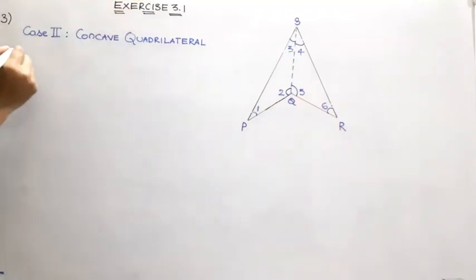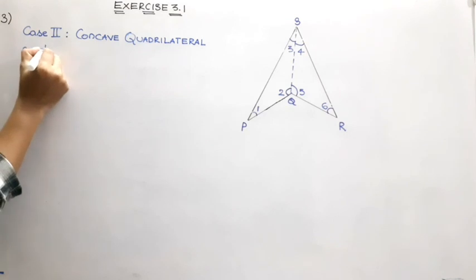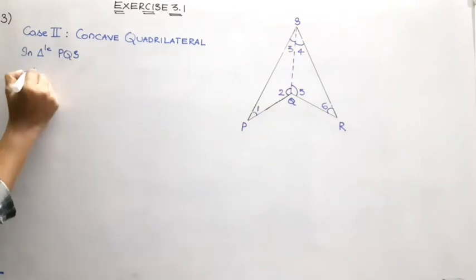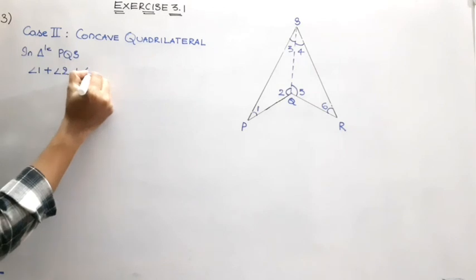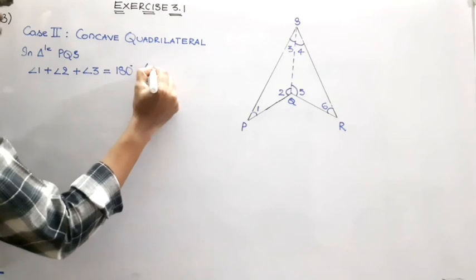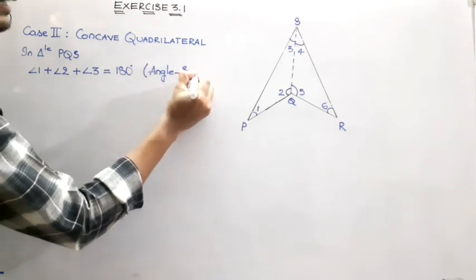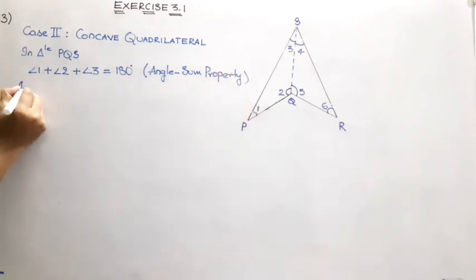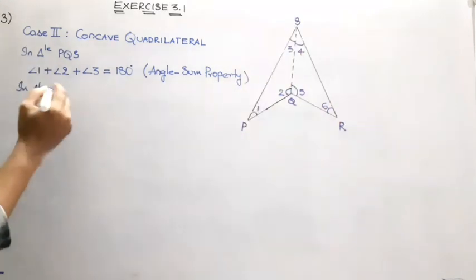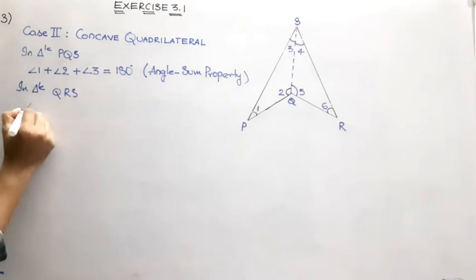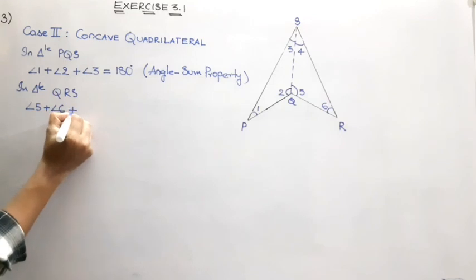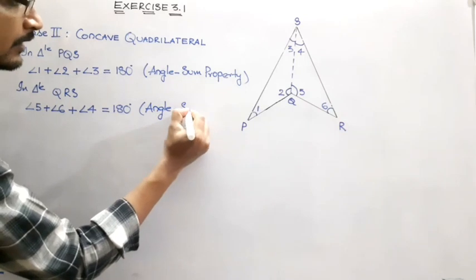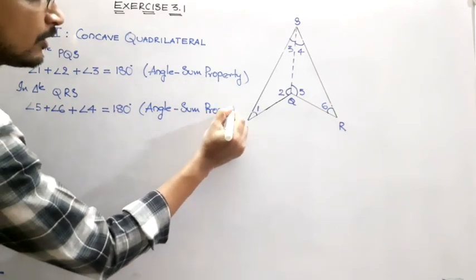So in triangle PQS, this one, triangle PQS, angle 1 plus angle 2 plus angle 3 is equal to 180 degrees because of the angle sum property. Now in triangle QRS, angle 5 plus angle 6 plus angle 4 is equal to 180 degrees. Again, it is because of the angle sum property. The same property, because both are triangles here.